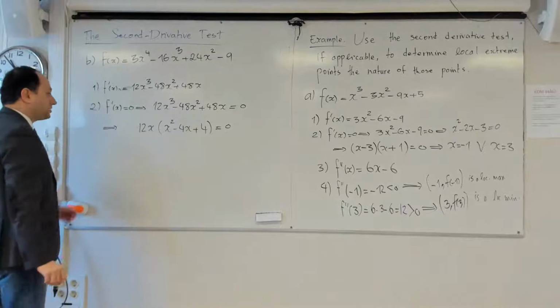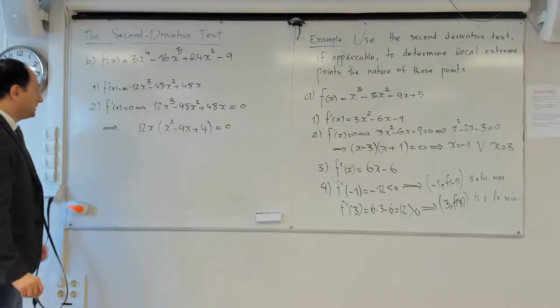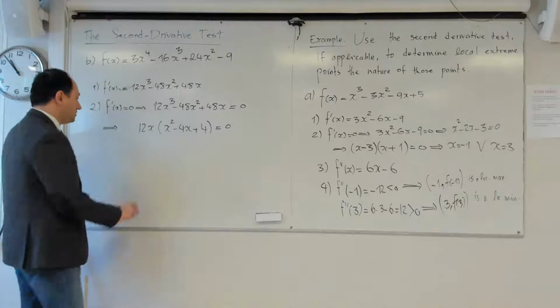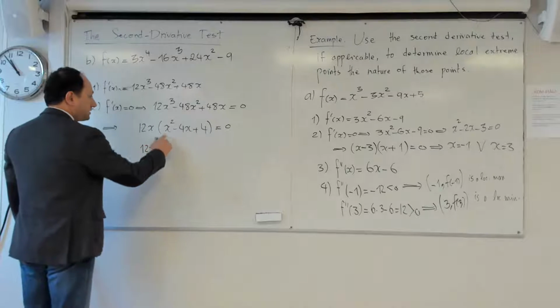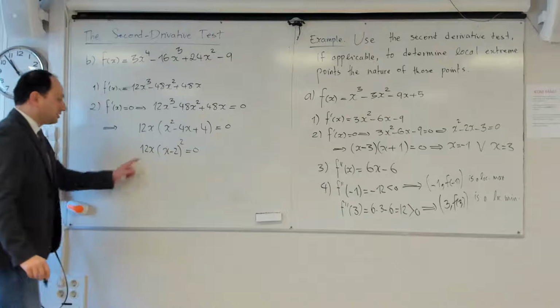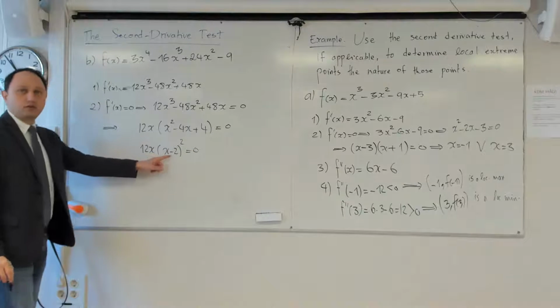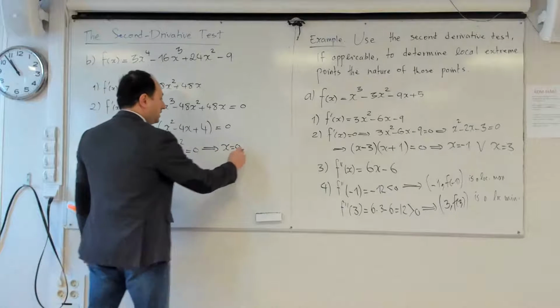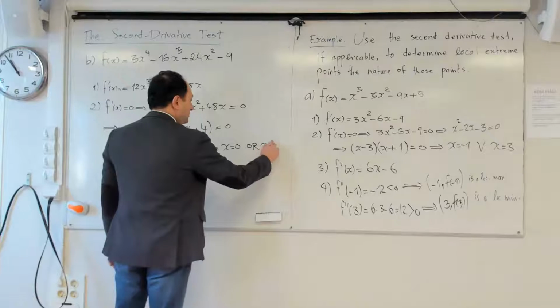And then how many answers do I get? By the way, this is also a quadratic pattern, so let me just use it. So 12x times x minus 2 to the power of 2 is equal to 0. So this means that either this one is 0 or that one is 0. So this means that either x is equal to 0 or x is equal to 2.